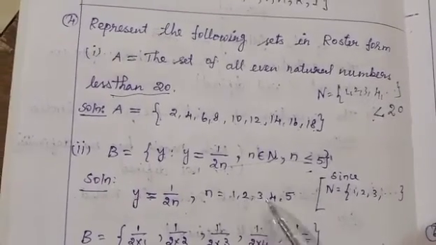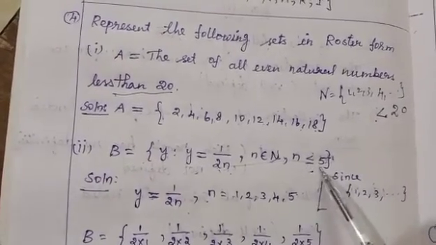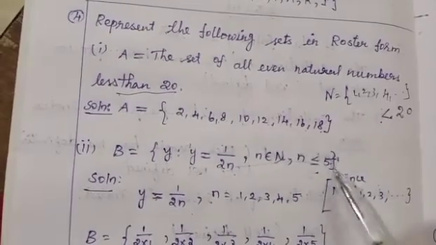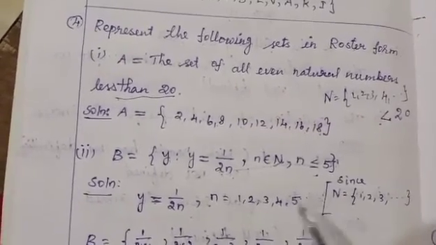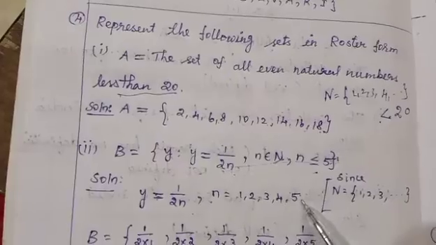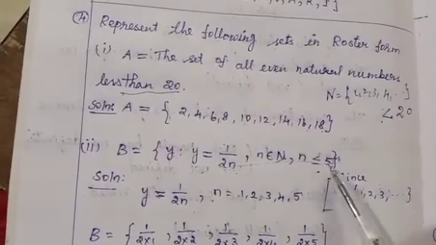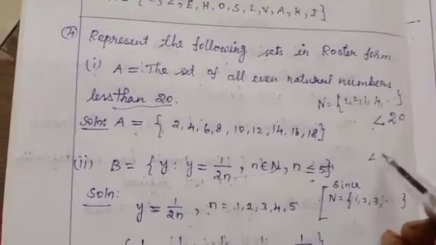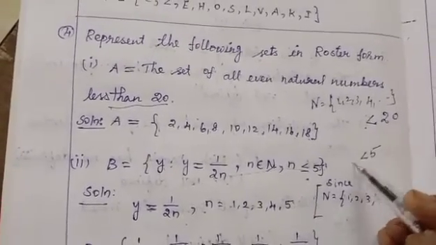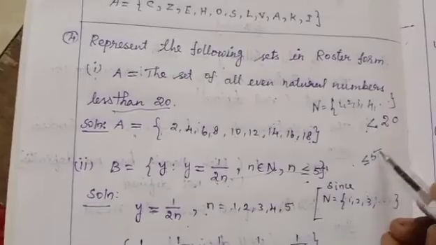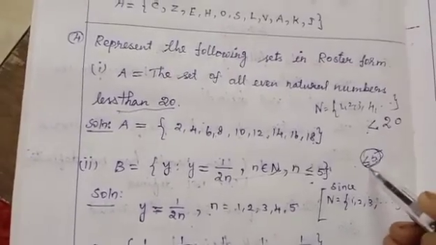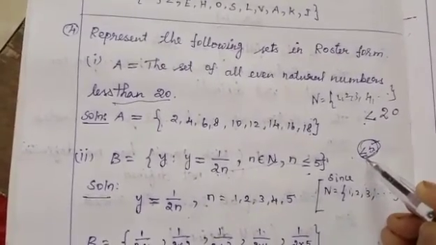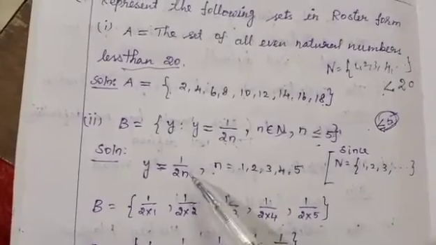So what are the n values? Apply this condition, less than or equal to 5. It is starting from 1, so 1, 2, 3, 4, 5. For less than or equal to, we include these elements. Just less than 5 is given. What is the meaning of less than 5? Below 5. Less than or equal to means including the given value. Okay students?